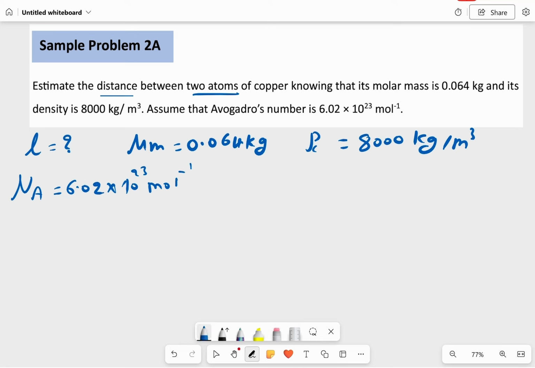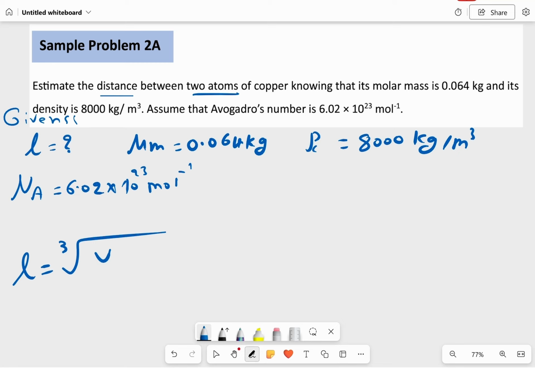Now look, these are the givens. Remember, what equation were we using to find the distance between two atoms? In the previous video we said length or distance is equal to the cubic root of volume. Now let's take a look at the givens we have. Do we have the volume of a single atom? No, we don't. Do I have other things to find molar volume and then find the volume of a single atom?